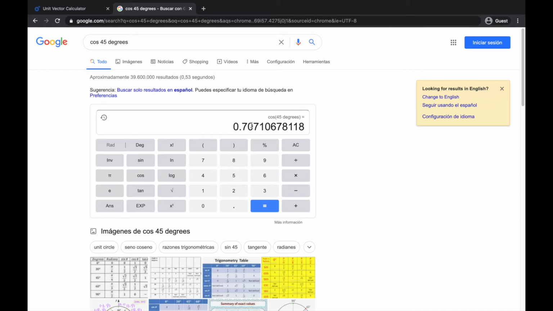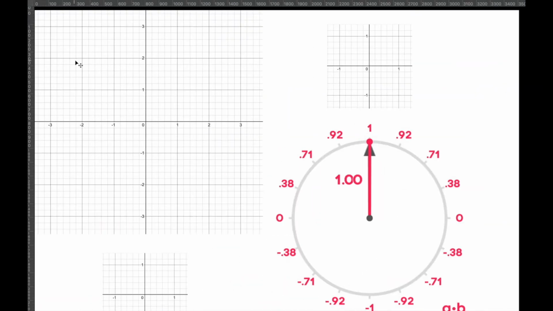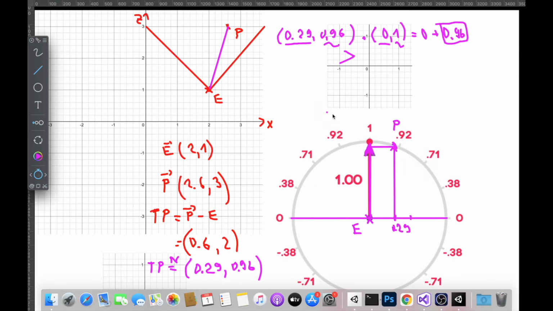0.707. When you round it, that's 0.71. Okay, and that's the value here. This is 0.71, so that's 45 degrees. This is 45 degrees here and 45 degrees here. Actually, like this, I will mark it. You can see the value from the left and the right is exactly the same. On the right side of the circle and on the left side of the circle, these values on the circumference are the same.